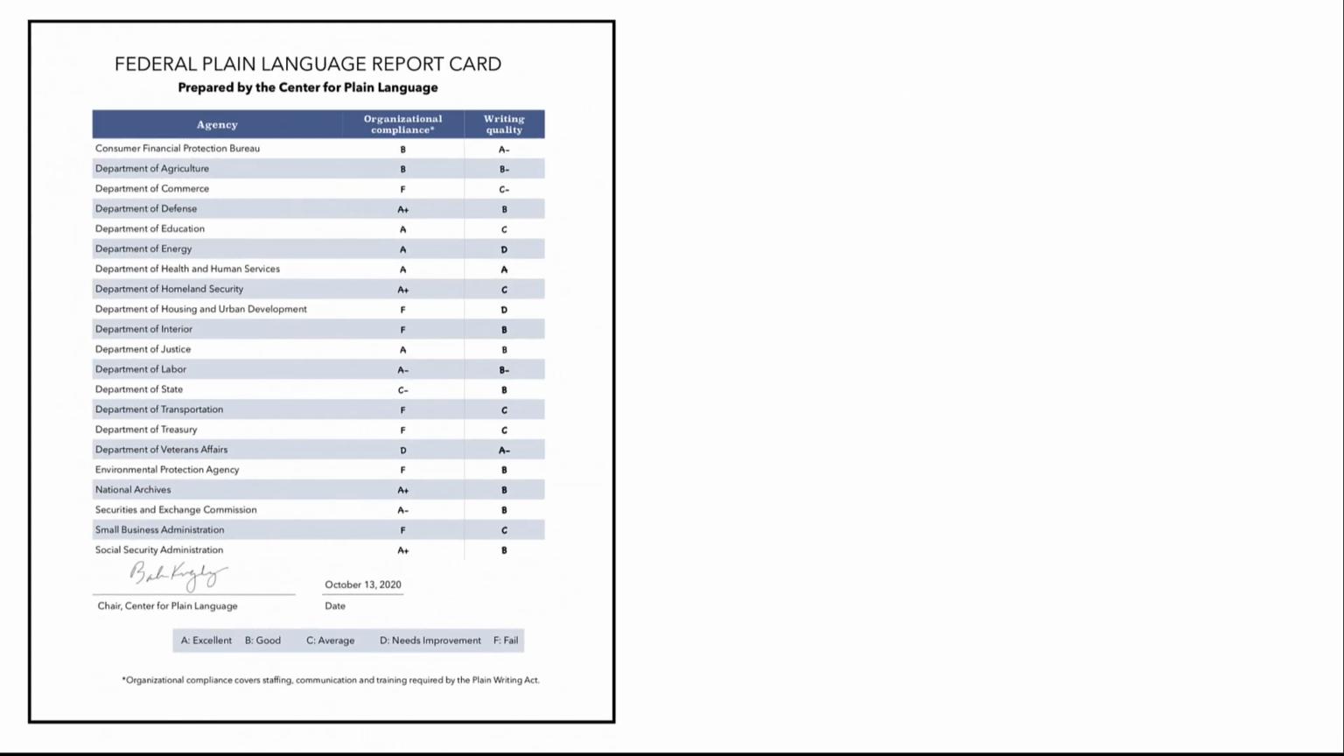The Plain Writing Act of 2010 finally made it law that the U.S. government is required to communicate with its citizens in plain language. Since then, the Center for Plain Language asks writing experts to evaluate how well federal agencies comply with that law every year. Here's their 2020 federal report card, which focused on coronavirus information.